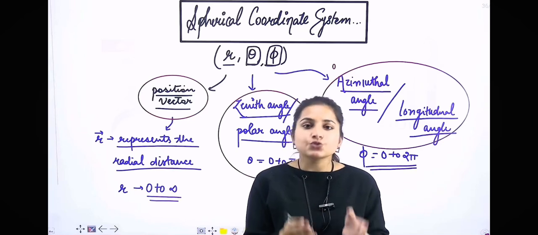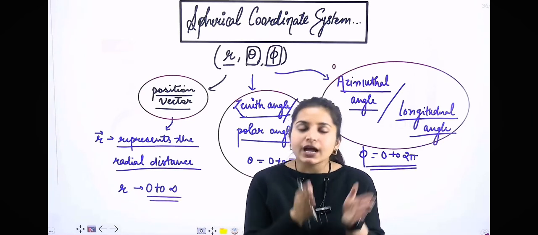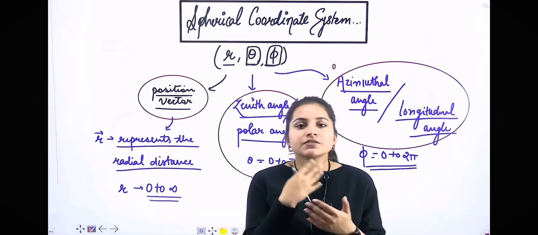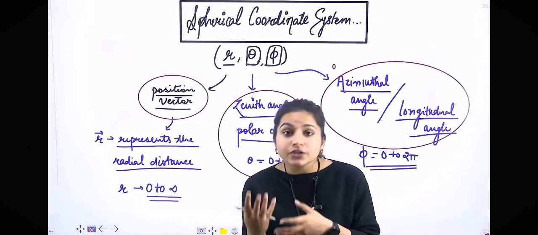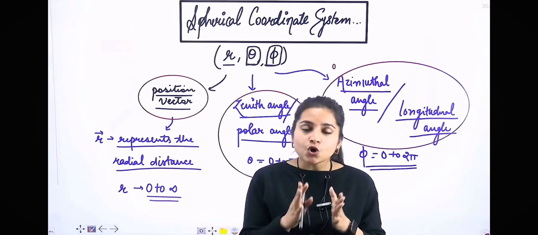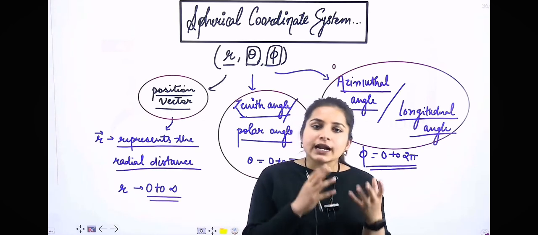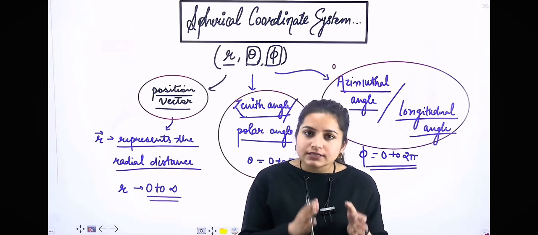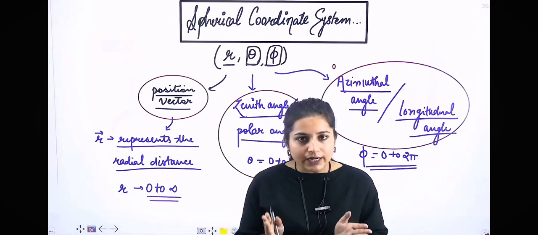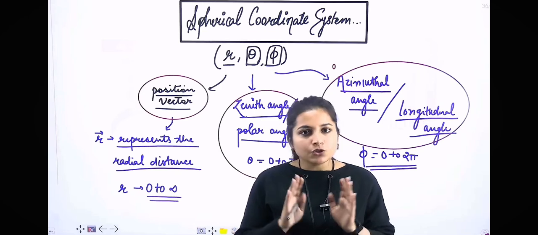Classical mechanics, to study the motion of a system, we have different coordinate systems: Cartesian coordinate system, spherical coordinate system, cylindrical coordinate system, plane polar coordinate system. So, we have discussed the Cartesian coordinate system, that is, in the Cartesian we have x, y and z as the three coordinates, and that is very simple to be discussed.